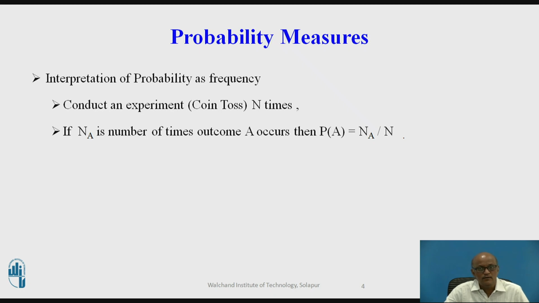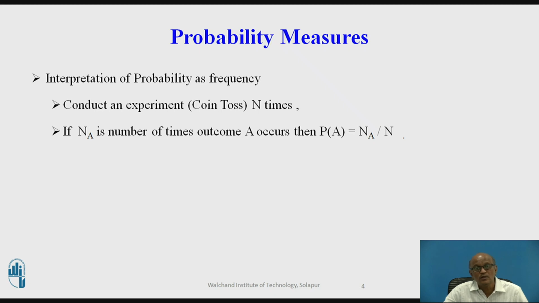One coin is taken and tossed 10,000 times, and we count a particular outcome. Let us say we are counting the number of times heads occur. Whenever we toss, we count how many times heads occurs out of those 10,000 tosses.